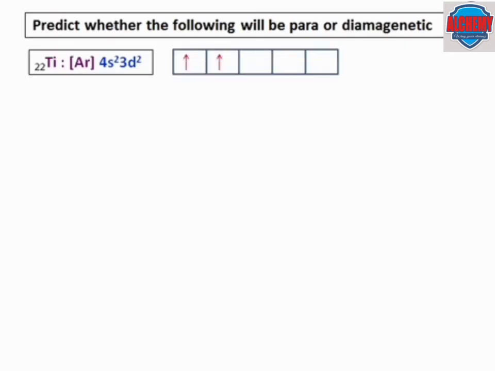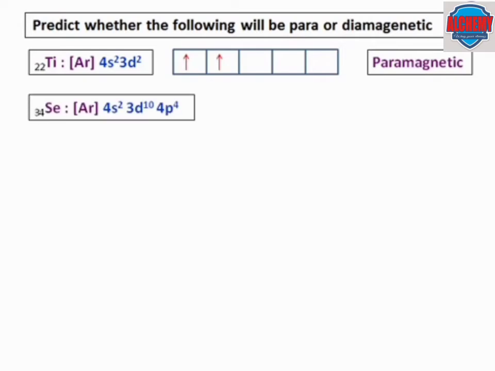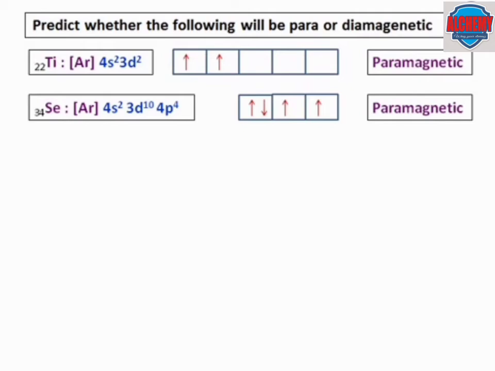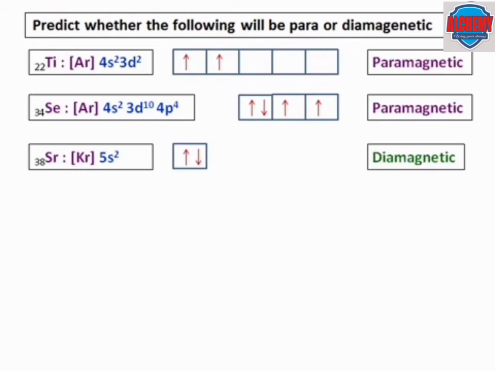In case of titanium, the outermost electronic configuration is 4s2 3d2 and there are 2 unpaired electrons in the d orbital, so it is paramagnetic. The outermost electronic configuration of selenium is 4s2 3d10 and 4p4. In the 4p4 orbital, 2 electrons are unpaired, so it is paramagnetic. In the case of strontium, the outermost electronic configuration is 5s2. Both the electrons are paired in the s orbital and thus it is diamagnetic.